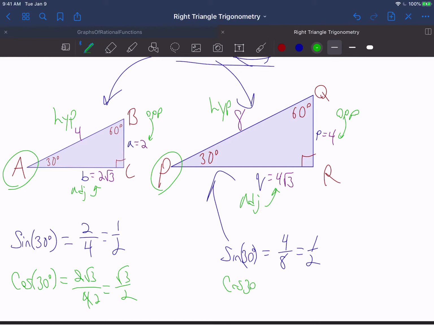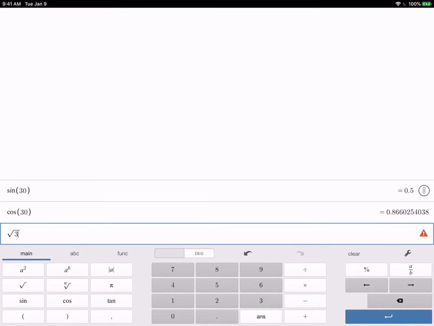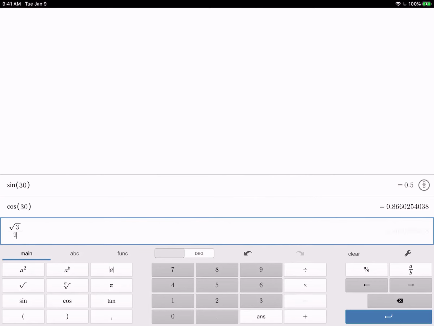Cosine of 30 on this triangle is going to equal adjacent 4 root 3 divided by 8, which reduces to square root of 3 over 2. If I were to go to my calculator over here and say, what's the cosine of 30? You get, oh, this weird number, 0.86602 whatever. That's cool, but we also know that on the special right triangle that we're familiar with, it's the square root of 3 over 2, and if you look at that answer, it's the same thing as the cosine of 30.